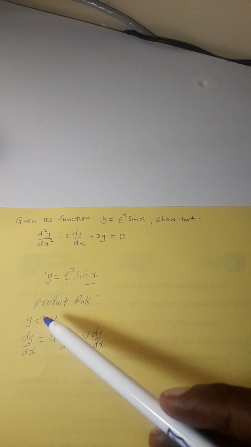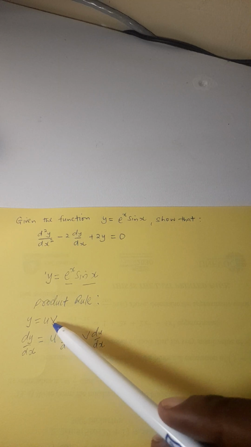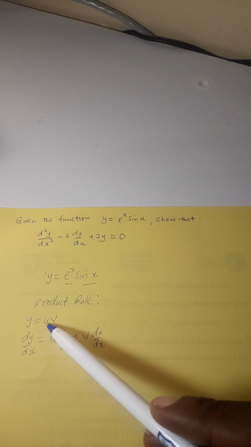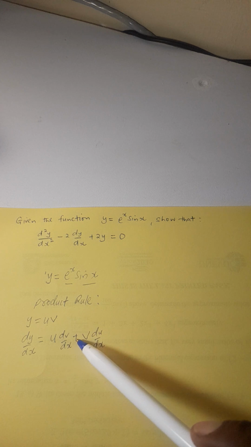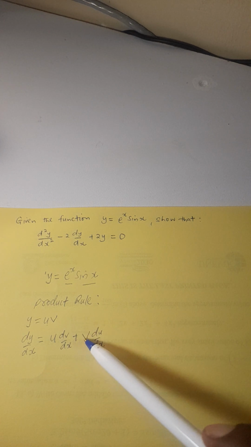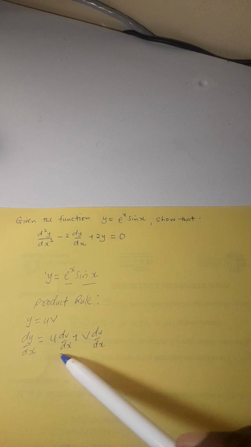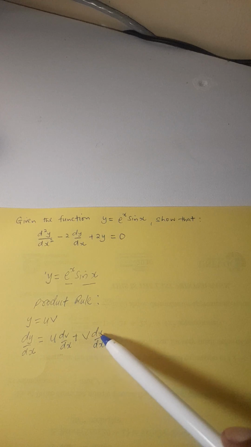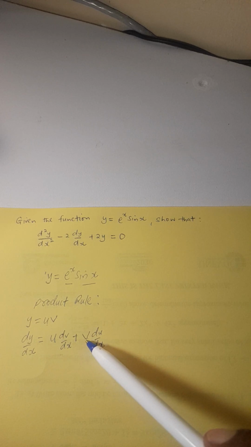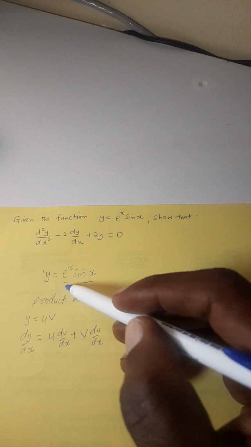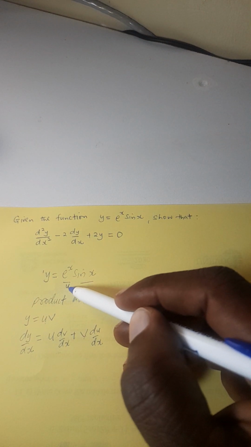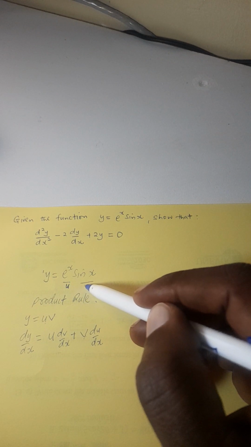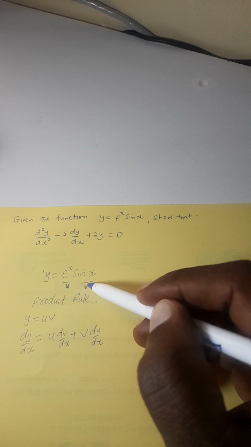Now because this one contains two functions, it means that when you hold one part, we differentiate the other one and add the differential of the other part also. So we hold u, differentiate v, it gives us the first part plus the change with respect to u only when v is constant. So we go back to our function. We are going to call the first part u and call the second part v.